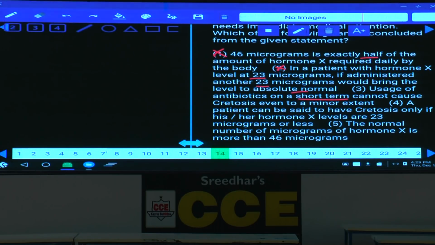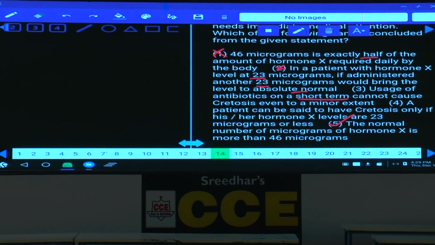The normal number of micrograms of hormone X is more than 46, isn't it? Now what is the statement here? If it comes to 46 or above, then no medical treatment is required. And if it decreases beyond that, then medical treatment is required. That means what can we infer from this? The normal number of micrograms of hormone X is more than 46, isn't it?